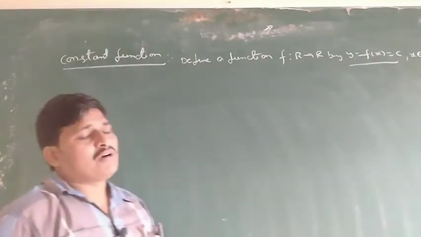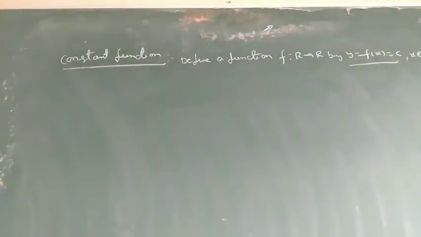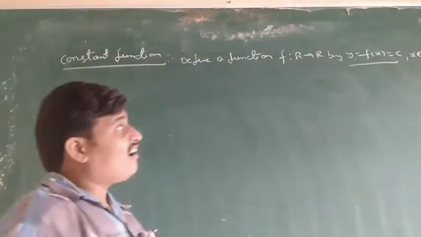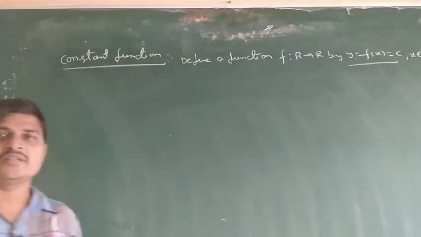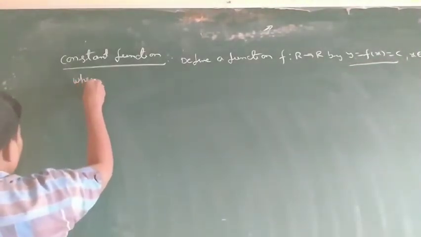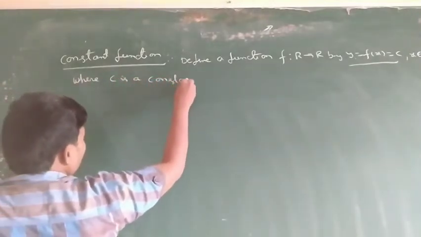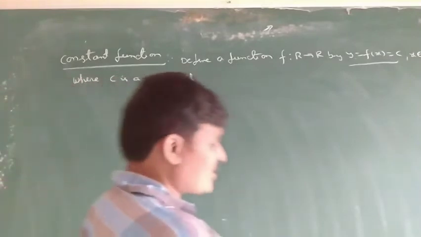Functions defined from f from R to R. What is the constant function? The identity function is f of x is equal to x. Constant function: constant is nothing but fixed. So f of x is equal to c, x belongs to R, where c is a constant.